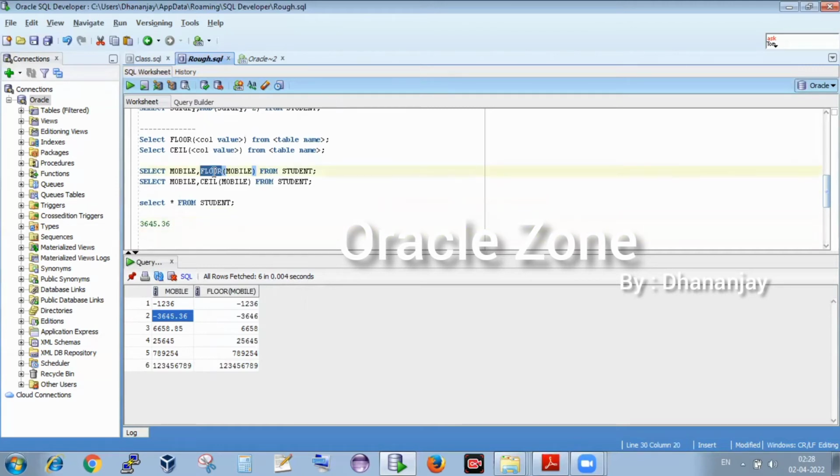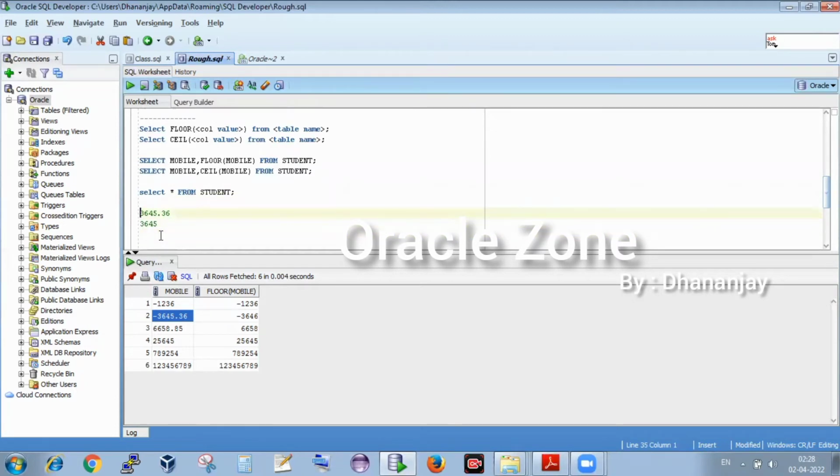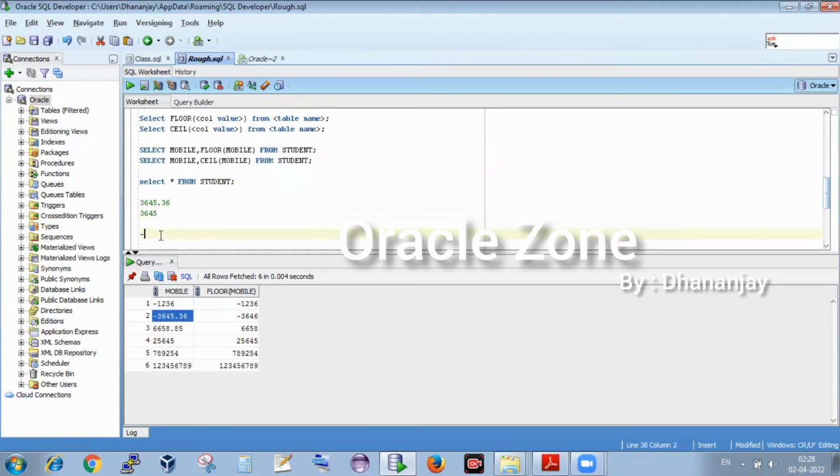As I said, floor is returning the nearest possible lower value. So for 0.36, what will be the nearest possible value? 3645, right? The lowest value will be 3645, nearest will be 3645, an integer value. But this is when it is the plus sign. If you are considering the negative sign, as I know, -2 is greater than -3, right?